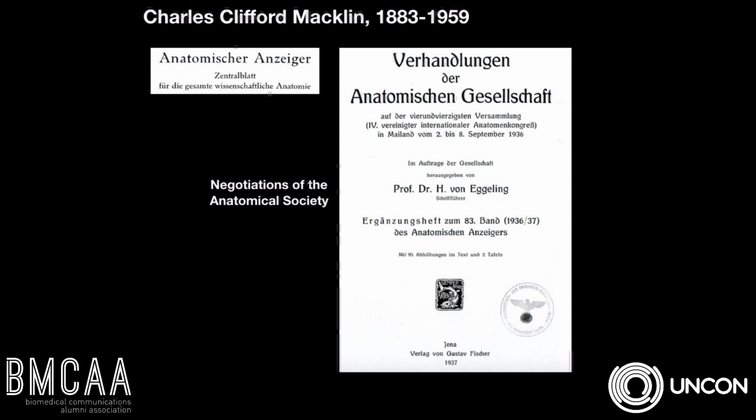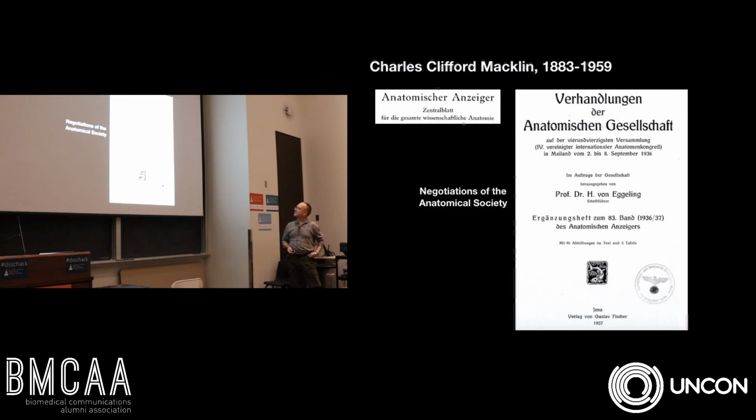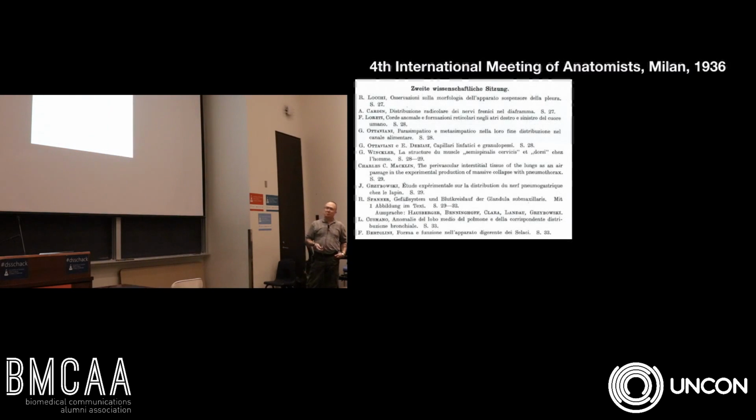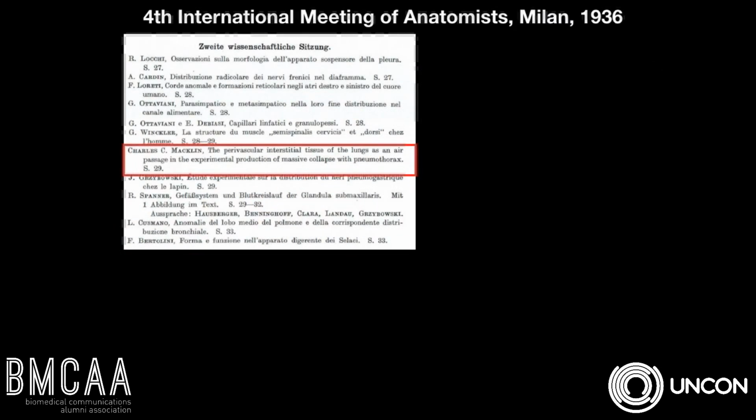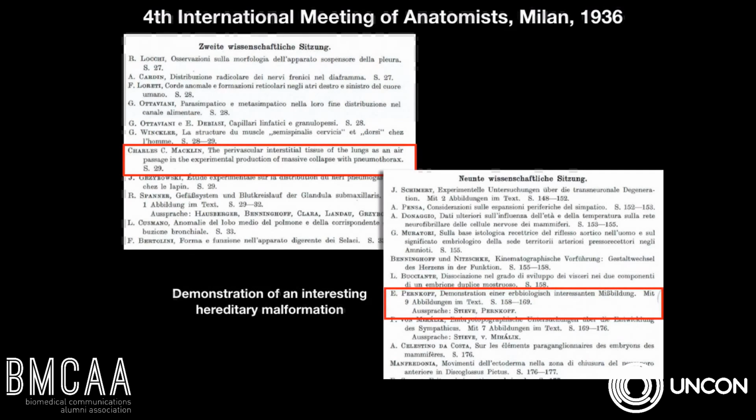There was an international meeting in Milan in 1936, the fourth international meeting of the International Anatomists Association. And who presented at that meeting? Well, two people that we're interested in. Macklin gave a talk at this conference, and not the same day or in the same session, but Pernkopf also gave a talk. So now I put Pernkopf and Macklin together.